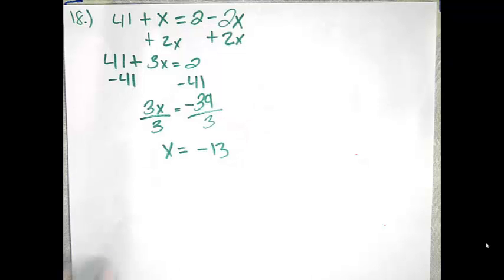This is problem 18, 41 plus x equals 2 minus 2x. First you would add 2x, then you would get 41 plus 3x equals 2. Then you would subtract 41, and you would get 3x equals negative 39. You would divide by 3 and get x equals negative 13.